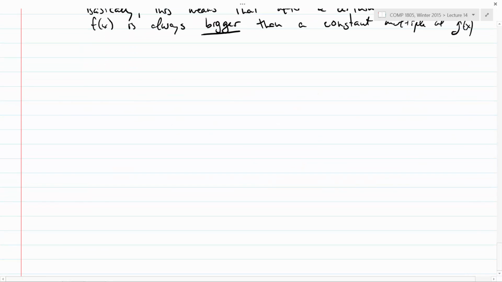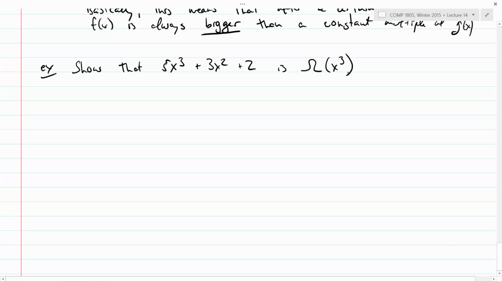So let's do some examples. I want to show that 5x cubed plus 3x squared plus 2 is omega of x cubed. And this seems like it would be true because the leading term of the left thing is x cubed, the leading term of the right thing is the only term, which is x cubed, and those match, so it seems like it would be a good lower bound, right? Question?